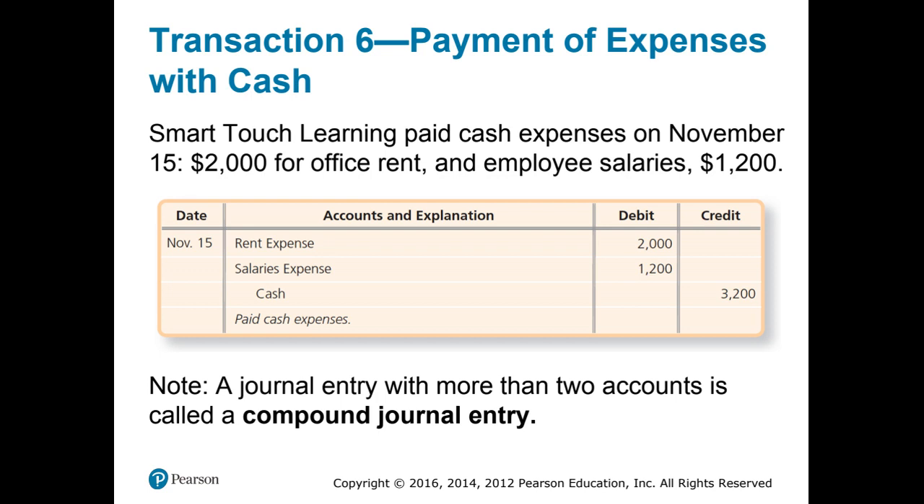In transaction 6, Smart Touch Learning paid cash expenses on November 15th of $2,000 for office rent and employee salaries of $1,200. So in this journal entry, we're debiting our rent expense of $2,000, salaries expense of $1,200, and we're going to credit our cash account for $3,200. And in our note, we're going to note that we paid cash expenses. And note that a journal entry with more than 2 accounts is called a compound journal entry.